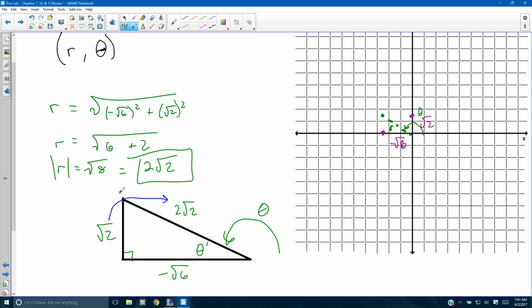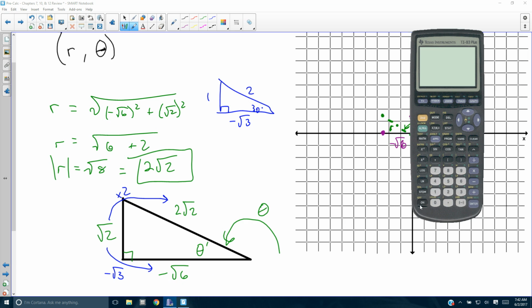This is 2 times larger than this short side here. This is actually negative root 3 times larger right here. This is the same relationship that you see in a special right triangle with the relationship of 1 to 2 to root 3, or even negative root 3. This is a 30-degree angle. Theta prime is 30 degrees. If you're not convinced by that, or if you don't know what I was talking about, or you want to trust your calculator more, make sure you're in degrees with this.